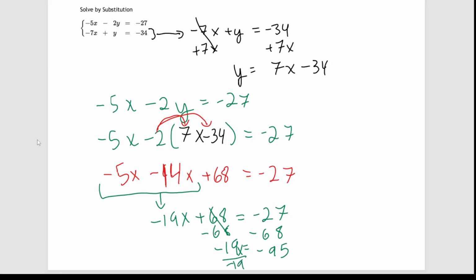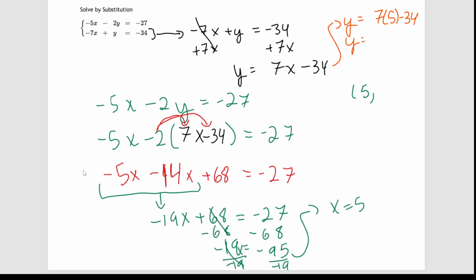And then just like before, that actually does go nicely into 19. So then I'm left with x is equal to positive 5, since a negative divided by a negative is a positive. That is the first part of my coordinate. I need to find the second part of my coordinate by resubstituting into what I found for y. So I have y is equal to 7 times 5 minus 34. 7 times 5 is 35, minus 34 will leave me with 1. So I just confirm my solution is the point (5, 1).